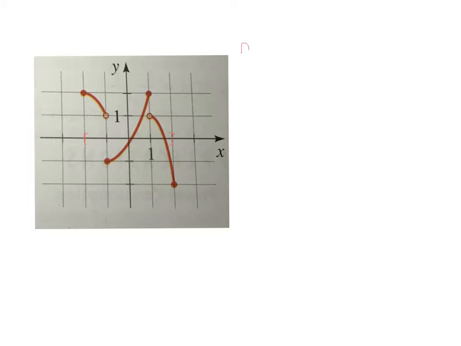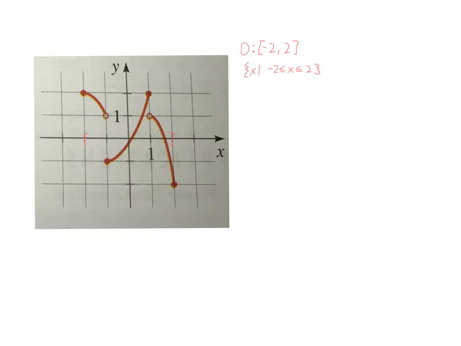Well, my domain is going to go from -2 to 2, including both, mainly because right here it is included. Now, if this was an open circle, it would be a parenthesis right here. Another way I could write it, if I wanted to, is the set of all x's such that -2 is less than or equal to x, which is less than or equal to 2.